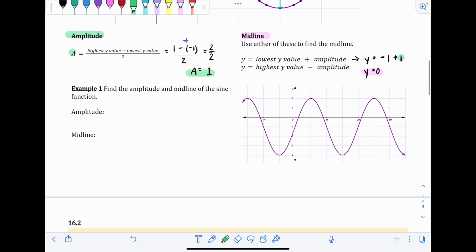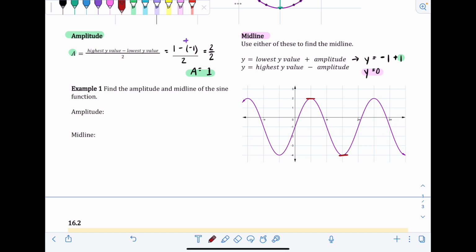Okay, example 1, find the amplitude and the midline of the sine function. I'm going to show it just by picking it out on the graph first, I think, and then I'll go back and use the formulas as an example. So if I can figure out what is the middle point between the highest point on my graph, which is 2, and the lowest point on my graph, which is -4, that's going to be my midline.